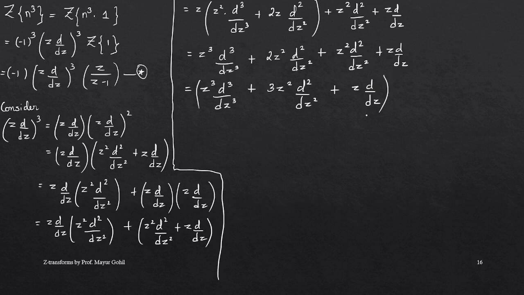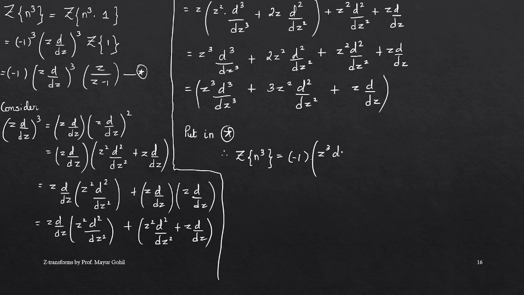This is the value for the operator (z d/dz) the whole cube. Now we substitute, we put this into the star equation, and we get the z transform of n³ is equal to minus of 1. Now we have the entire operator there, right?